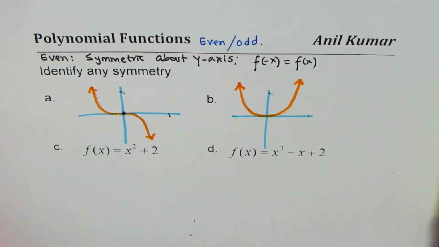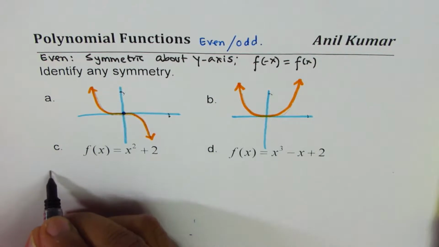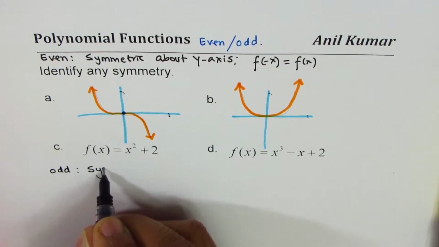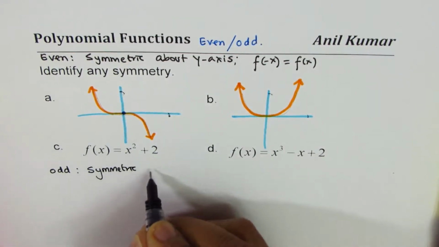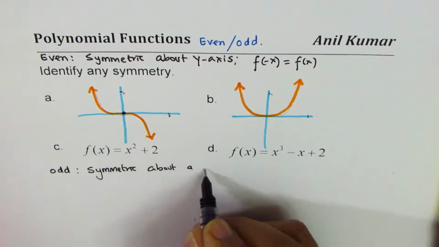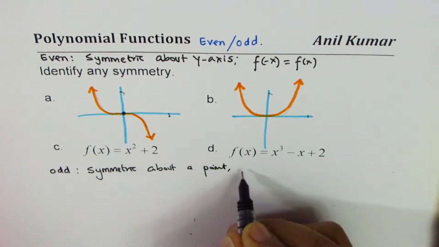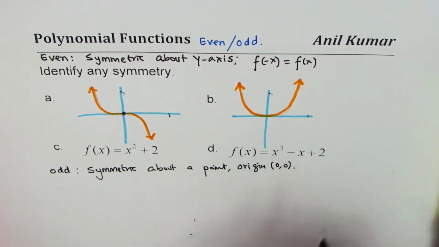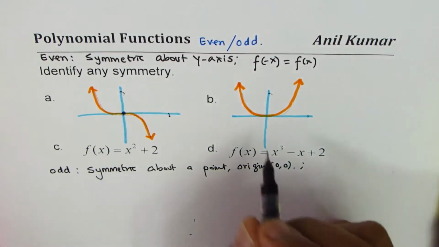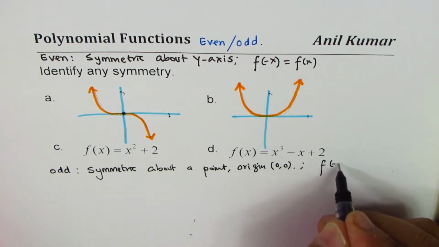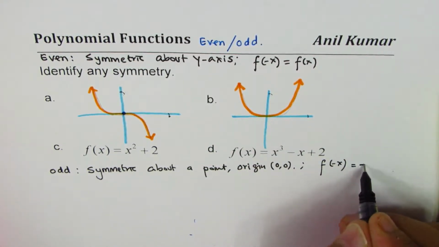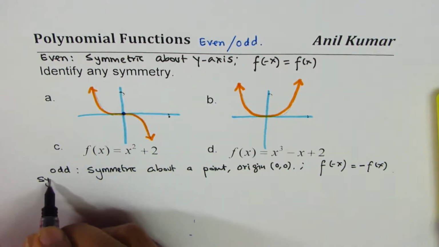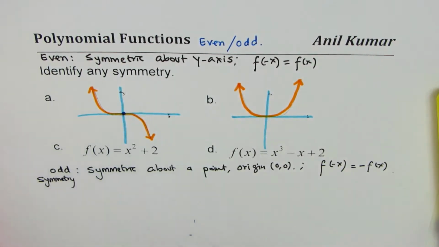Now, how about odd symmetry? Well, let me write here. Odd symmetry is symmetric about a point, and this point is no other point but the origin, that is 0, 0. Is it okay? And also algebraically we can find the value of f of minus x, and if it is equal to minus of f of x, then the function has odd symmetry. Is it okay? Okay, so that's the definition.